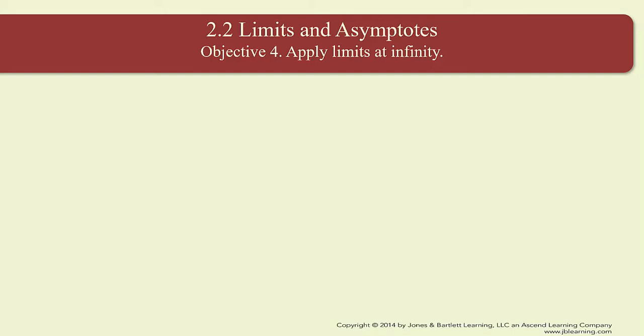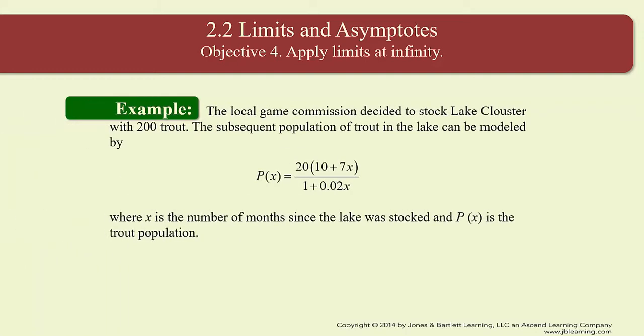So let's conclude this section with an application of limits at infinity. So the local game commission has decided to stock Lake Gloucester with 200 trout. Now, the subsequent population of trout in the lake can be modeled by P of x equals 20 times the quantity 10 plus 7x, and then all of that is over 1 plus 0.02x. And in this function, x is the number of months since the lake was stocked, and P of x, well, that's the trout population.